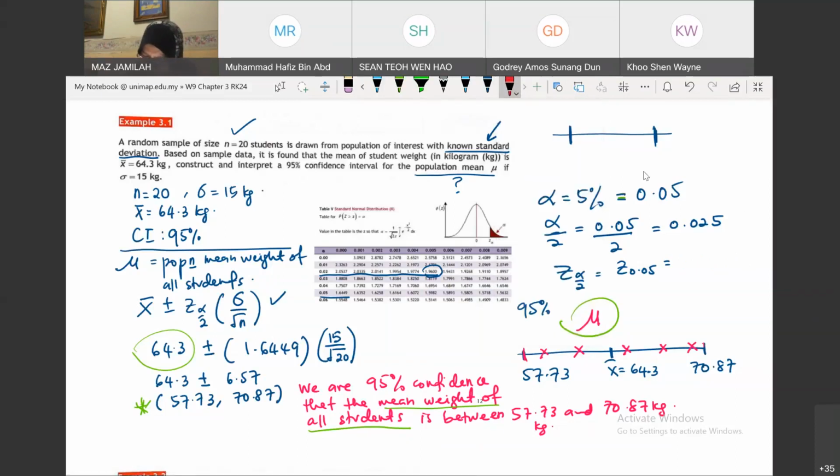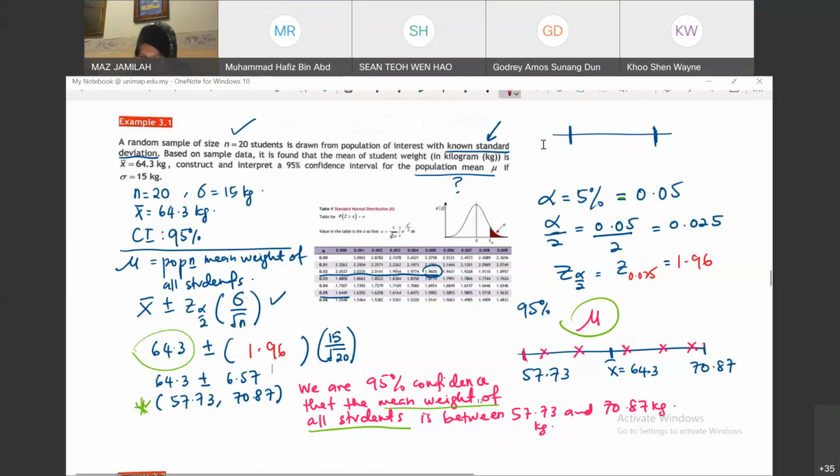So here is the correction: 0.025. Mistake here. So it will be 0.025, that will be 1.96. So this one is 1.96. I believe my calculation is correct, just this one, 1.96. Thank you for correcting me. Any other things that you need to ask? No, doctor, thank you. If no, okay. Thank you.